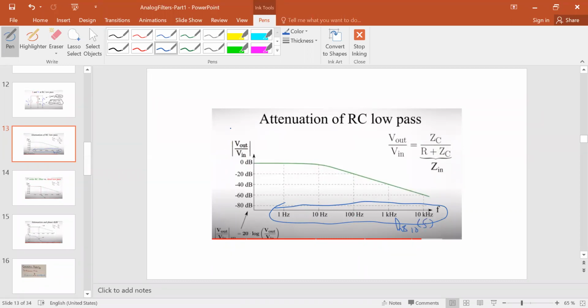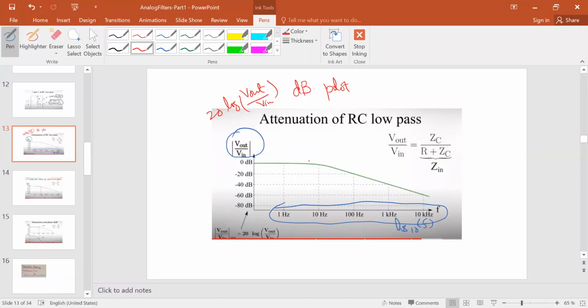Whereas the vertical axis that you see is given for the magnitude, and it is given as 20 log of V out over V in magnitude, okay? So this gives you a dB plot. So the dB plot is given for the vertical axis, and on the horizontal axis, a logarithmic plot is given.